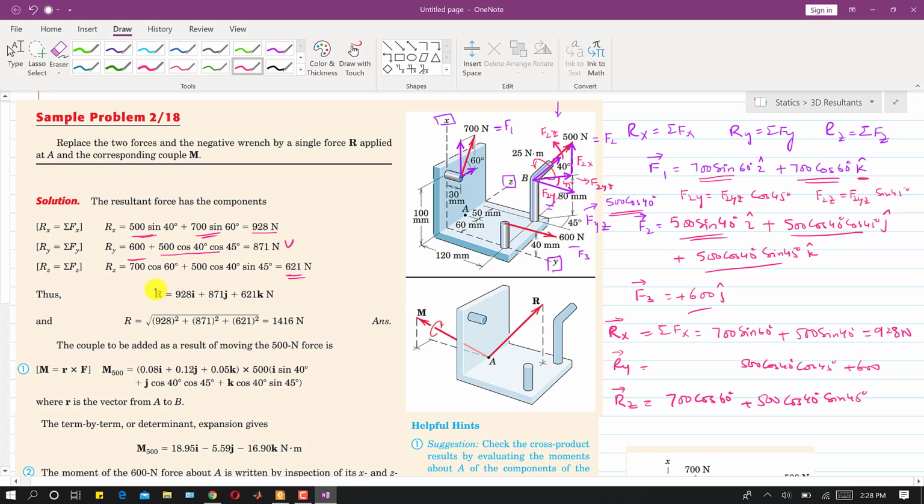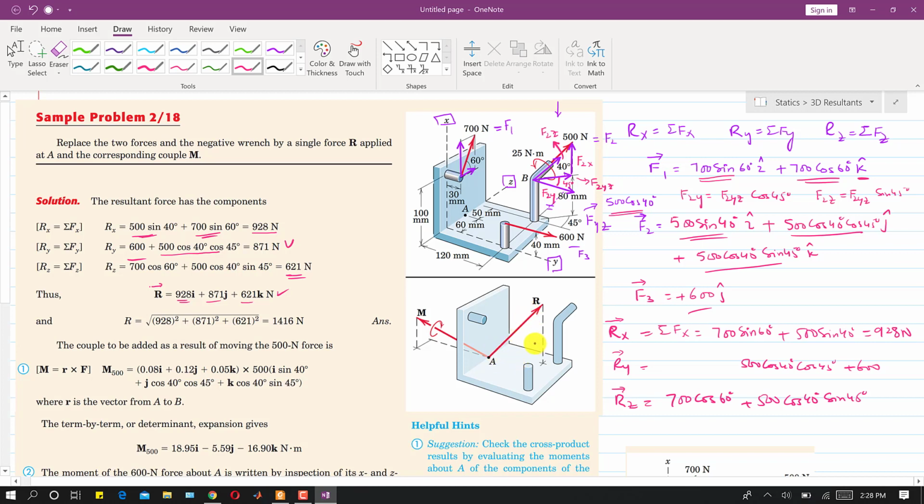And if we represent that R vector, right, so this is that R vector, which is 928i plus 871j plus 621k, right? So we can represent this R in terms of this vector, right? And this R has three components, right? One along the x-axis, one along the y-axis, and one along the z-axis.